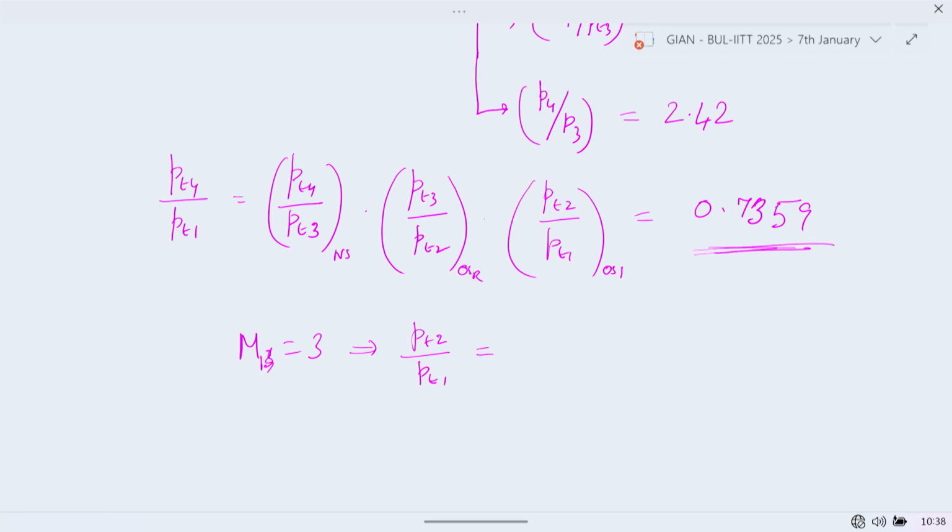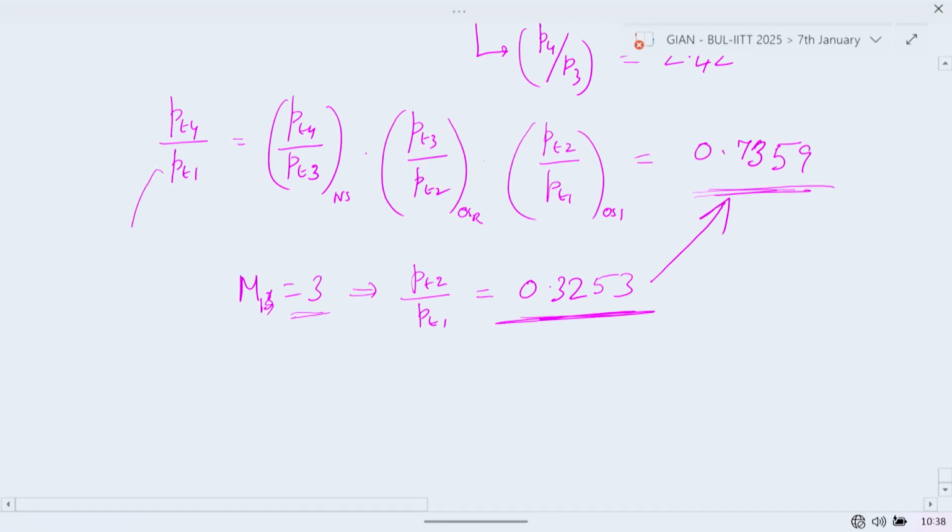Just a normal shock for M equal to 3. 0.3253. So now you can see the benefit of decelerating the flow over multiple shock trains. Okay.